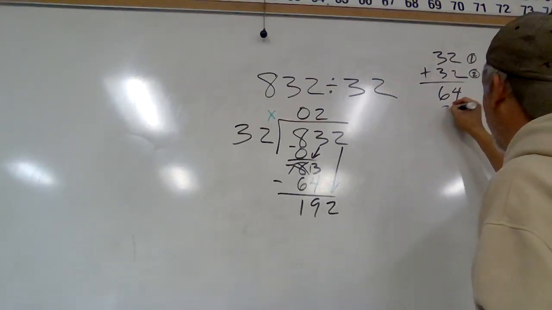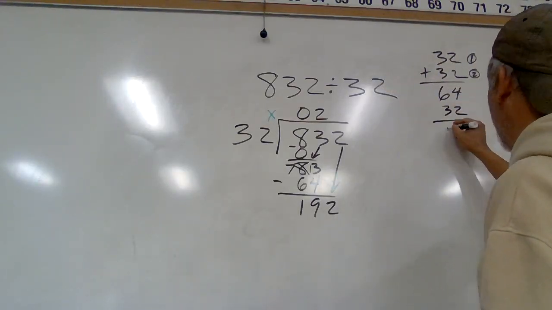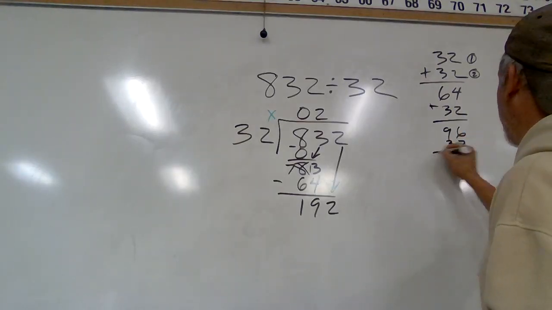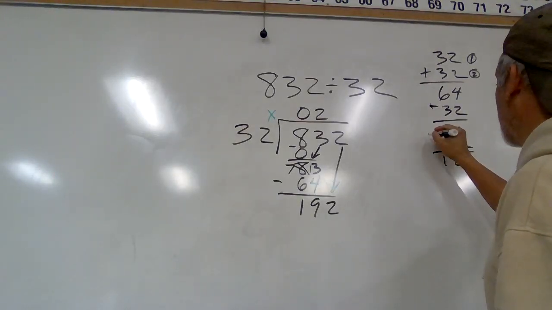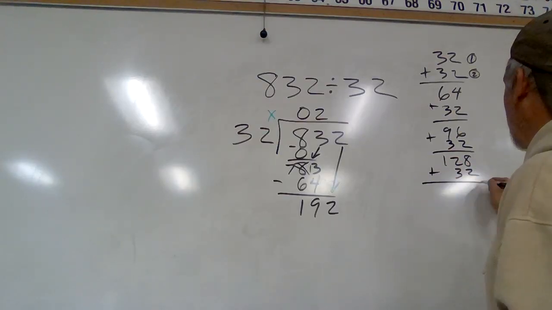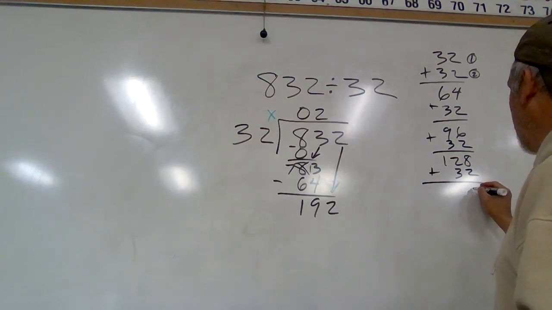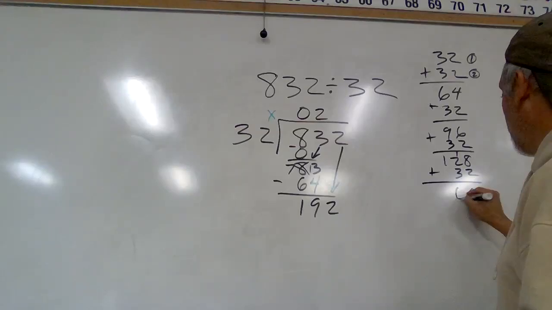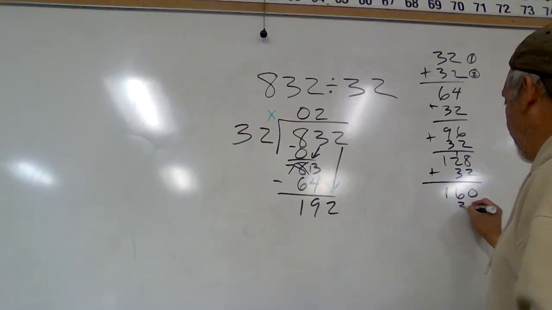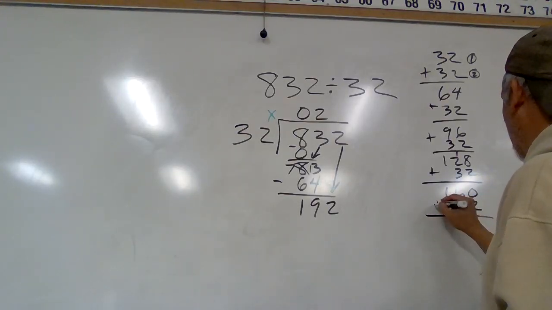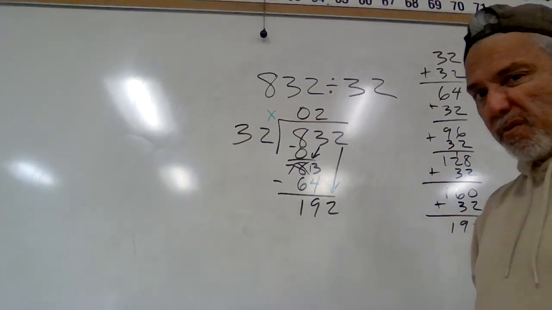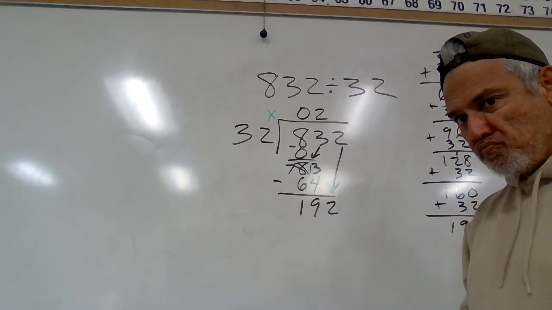So, another 32, that's a 6, that's 96. Are we there yet? 32, that's 8, that's 12, 128. Are we there yet? Nope. 32, 8 and 2 is 10, write down the 0, carry the 1. There's 160. 32, 192. Oh, there's no remainder this time.